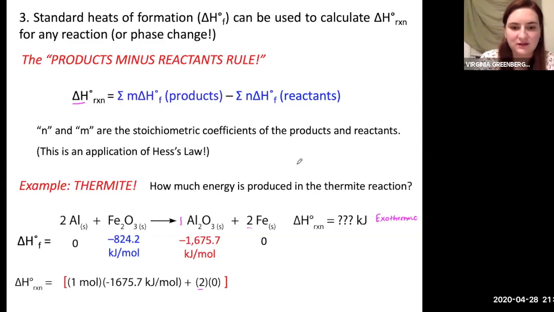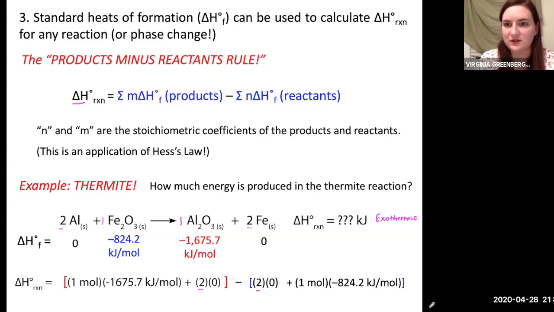And then we're going to subtract off our reactants. So we'll have 2 times the value for aluminum, and the 2 comes from the coefficient, which is again 0. And then we'll also subtract off then the value for iron. So we have our 1 mole from our coefficient of 1 here, times then its delta H of formation.